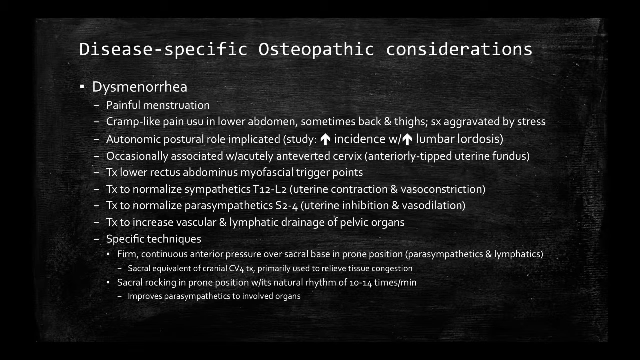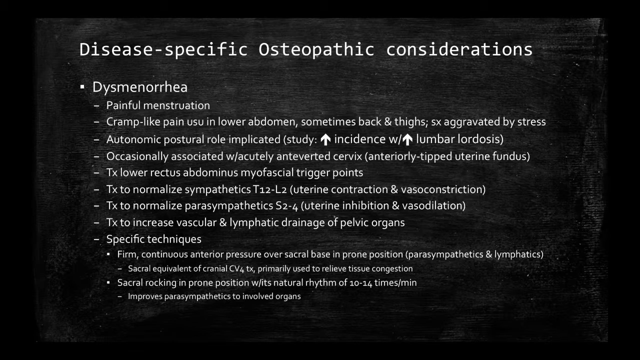With dysmenorrhea, patients present with painful menstruation and cramp-like pain, usually found in the lower abdomen, sometimes in the back and thighs, and the symptoms are usually aggravated by stress. There's an autonomic postural role that's implicated in this condition, where one study found an increased incidence in college-age women with increased lumbar lordosis. Occasionally, this can be associated with an acutely anteverted cervix, which has the uterine fundus tipped anteriorly. For treating these patients, you want to focus on the lower rectus abdominis myofascial trigger points.